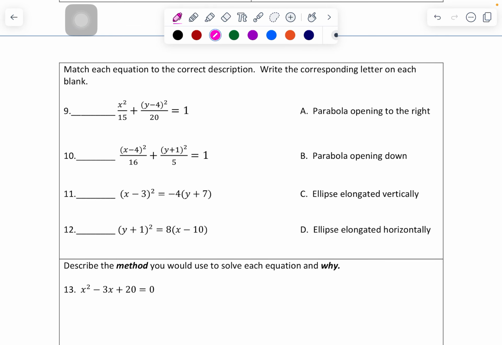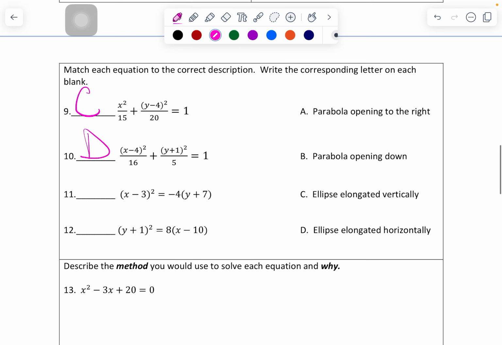Let's see. Questions number 9, 10, 11, and 12 are all asking you to match. So let's talk about... all right. These are both ellipses. The difference is going to be whether we're elongated vertically or horizontally. So greater denominator here, that's going to be elongated more vertically like the y-axis. So that's going to be C. This one has the greater denominator underneath x, so it's more elongated horizontally. It's going to be D.